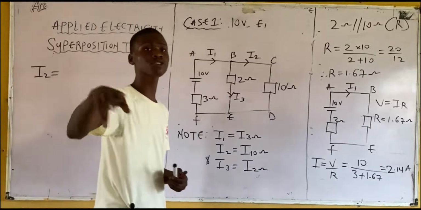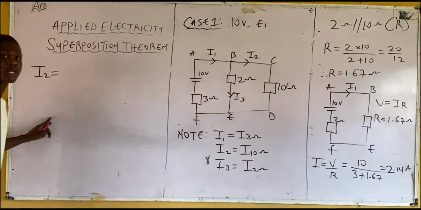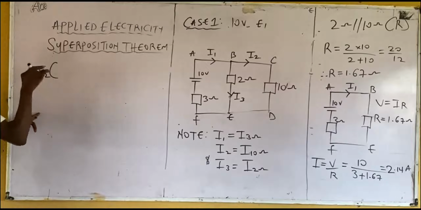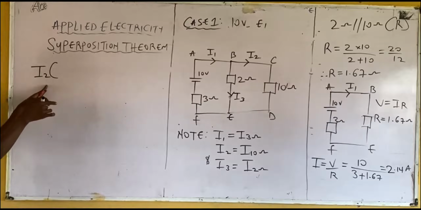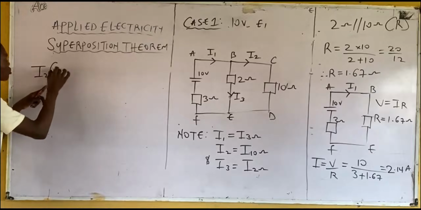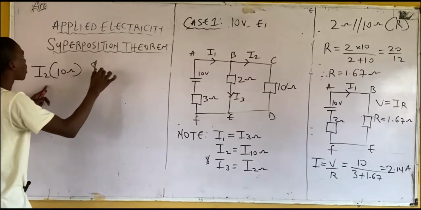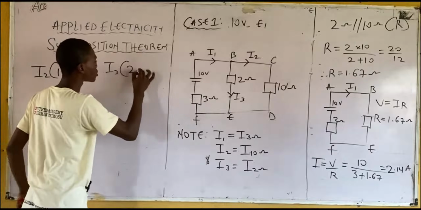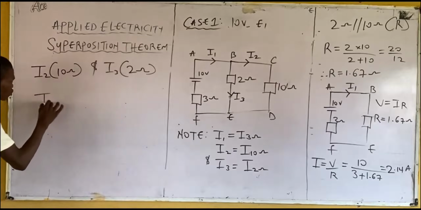First thing first, let's do it this way. From here, I2. What's the resistor for I2? What's the value of the resistor? 10 ohms, yes. Now, I3, what's the resistor value? 2 ohms.